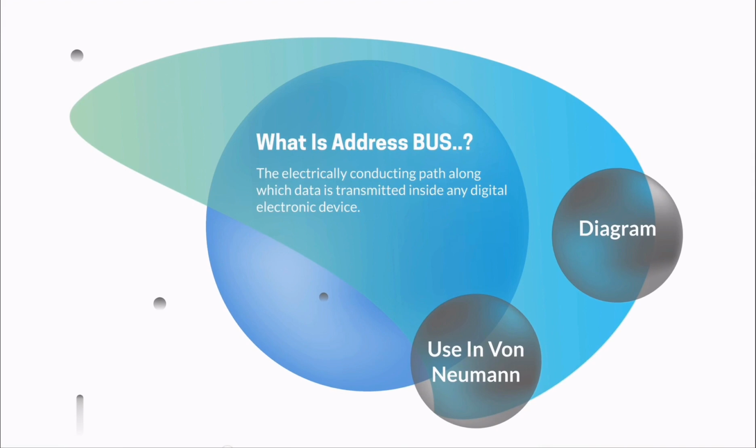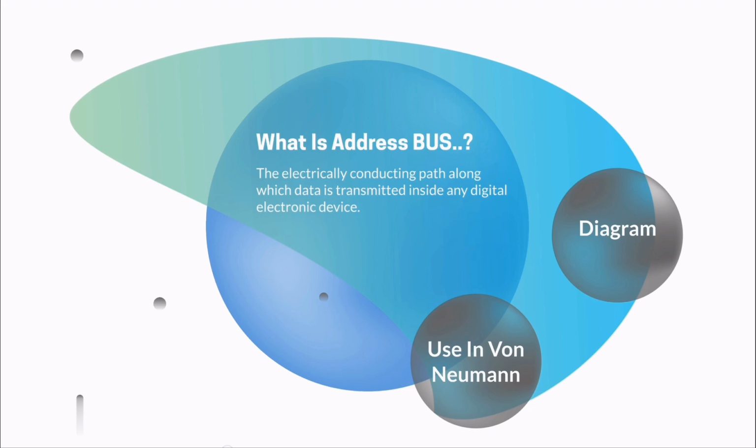Let's move on to the use of address bus. The address bus is a communication pathway that carries memory addresses from the processor to the memory. In other words, it is a set of wires that allows the processor to specify the memory location where it wants to read or write data. The width of the address bus determines the maximum memory capacity that can be accessed by the processor.